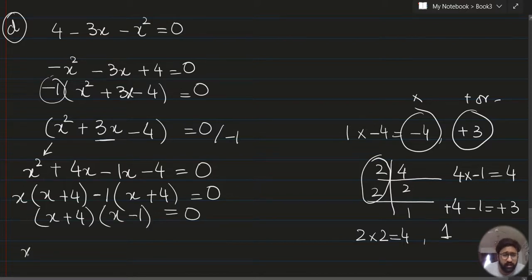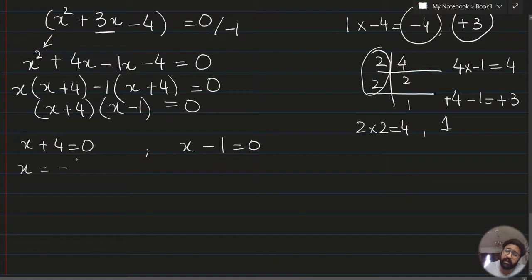So you will write two equations from here. x plus 4 is equal to 0 and x minus 1 is equal to 0. We will get two values of x from here, that they are x is equal to minus 4 and x is equal to plus 1.